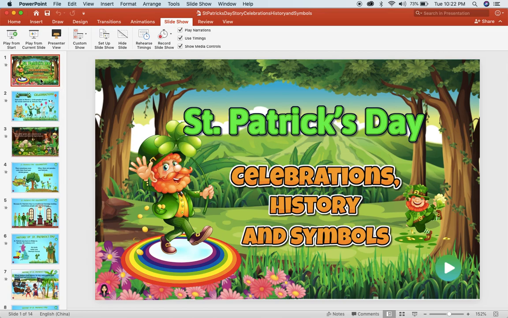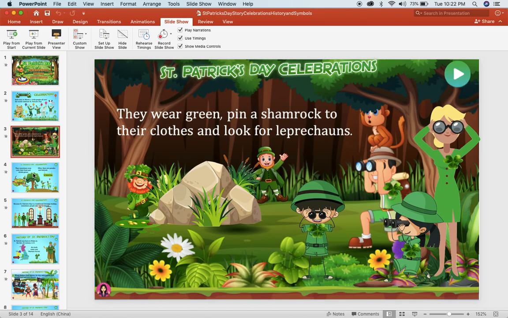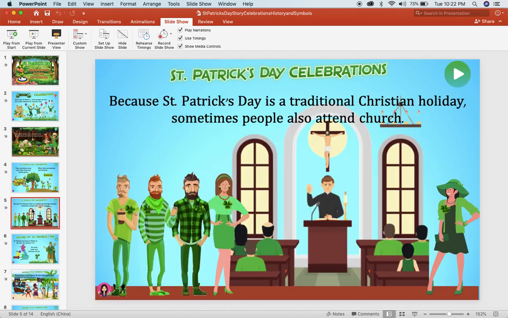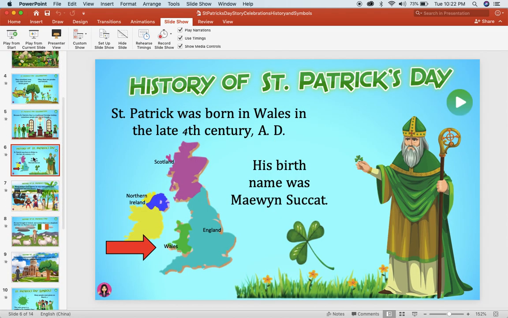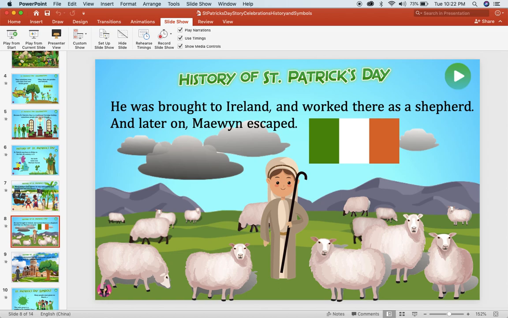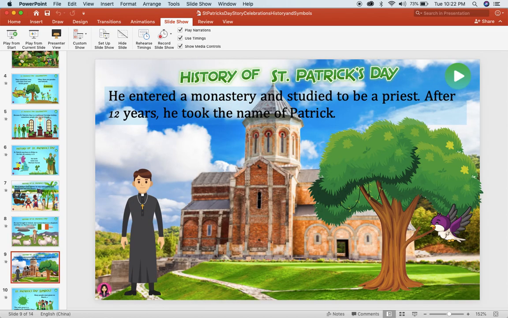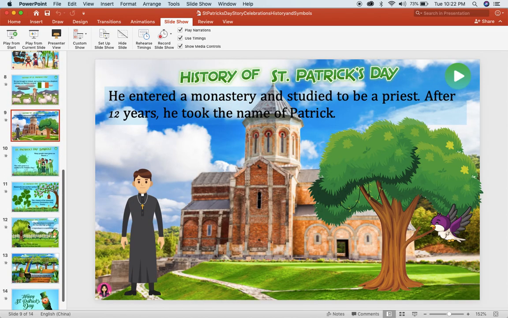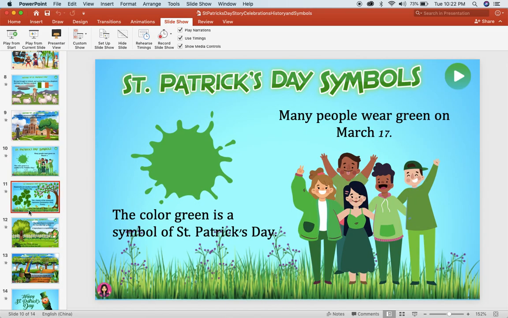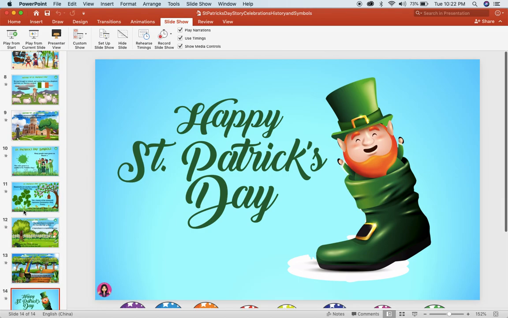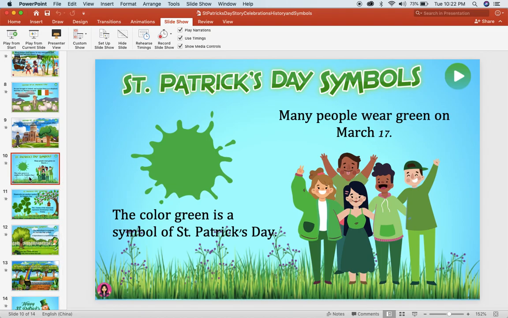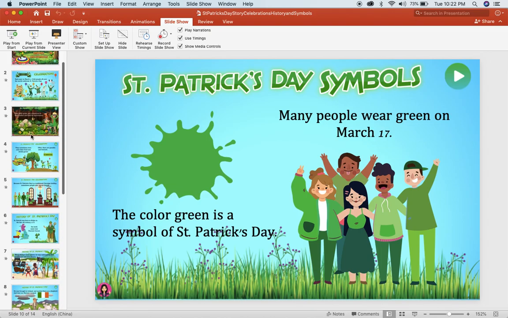So the first slide is the title. The second, third, fourth, and fifth slides are all about how to celebrate St. Patrick's Day. The sixth, seventh, eighth, and ninth slides are all about the history of St. Patrick's Day. And from the 10th, 11th, 12th, 13th, up to the 14th slide, it's all about St. Patrick's Day symbols.